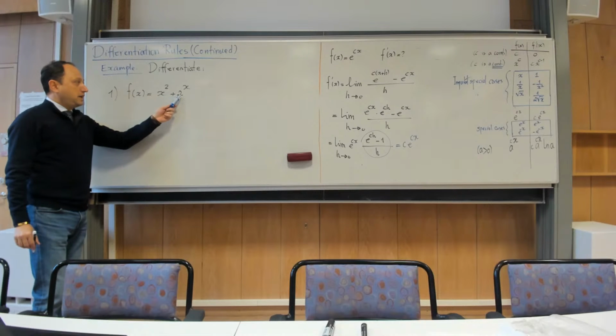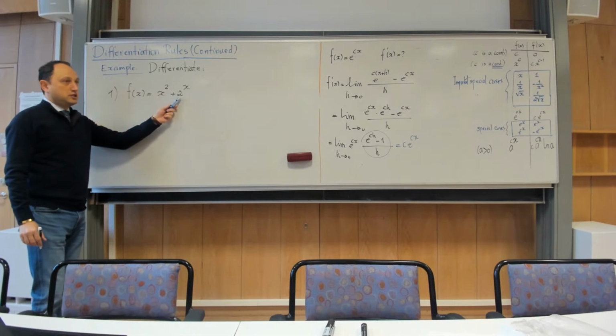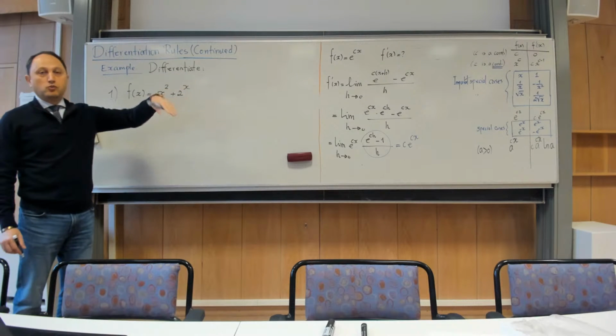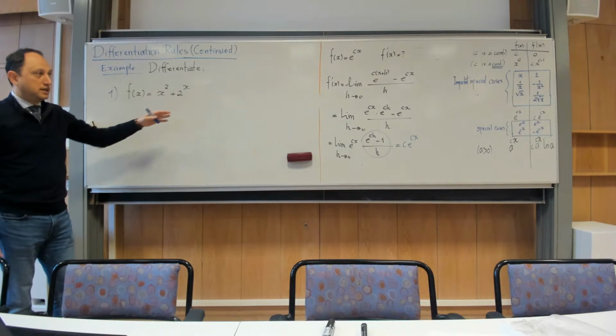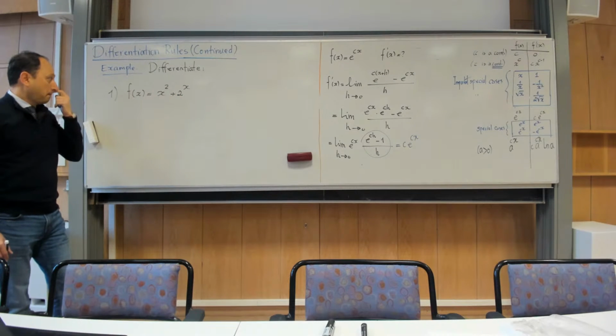If the base is constant and the exponent is variable, it's called an exponential function, but the other way around is called a polynomial function. So the second row works for polynomial functions. The last row works for exponential functions.